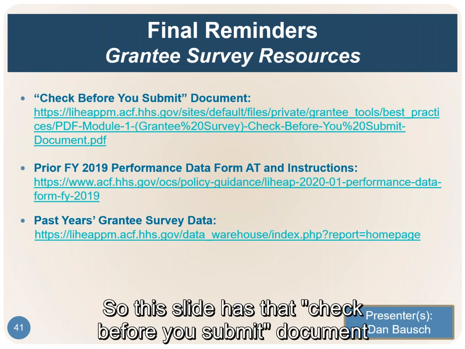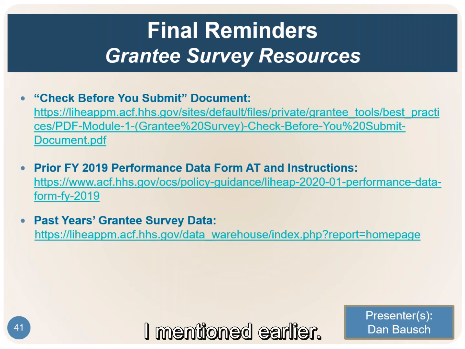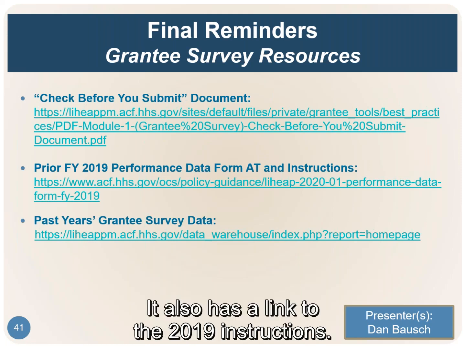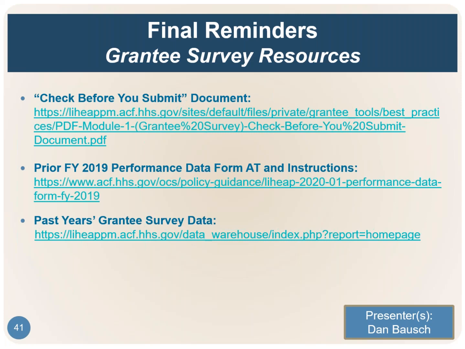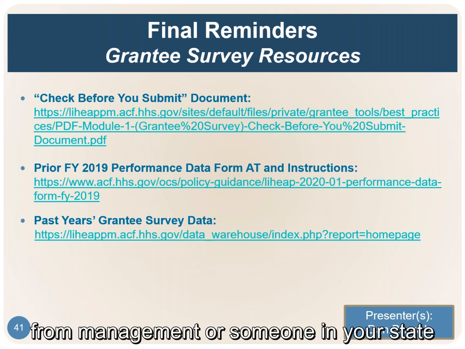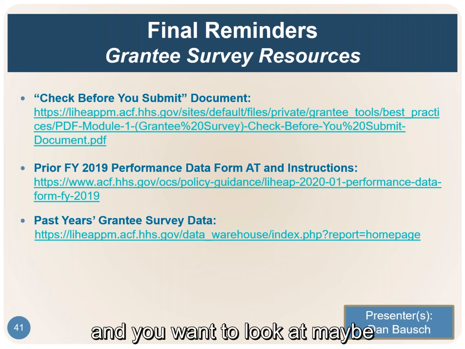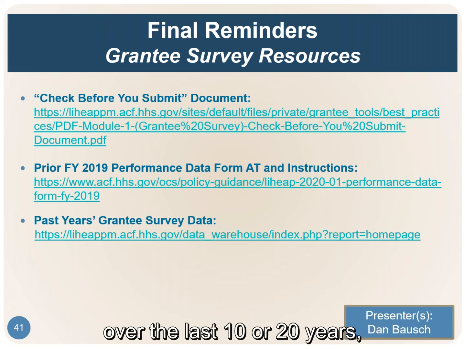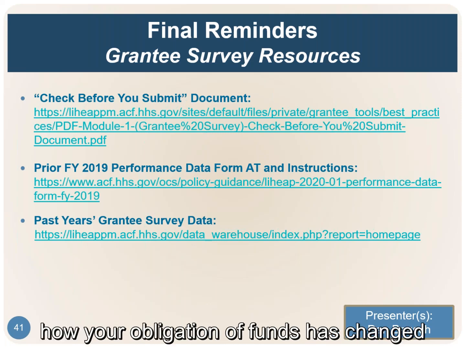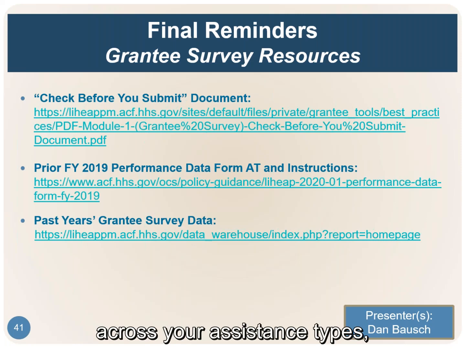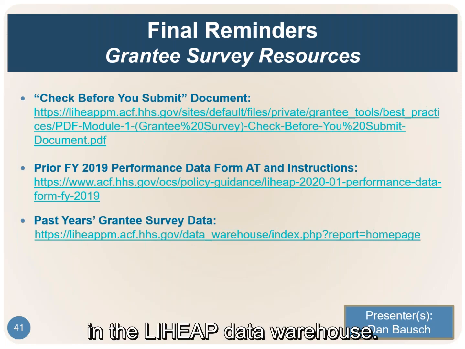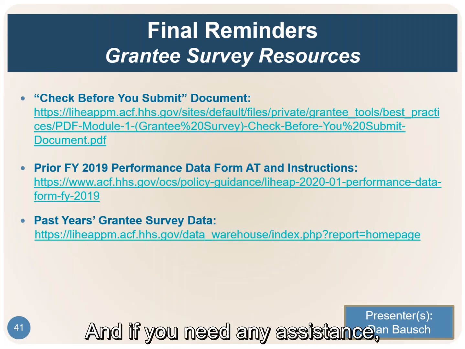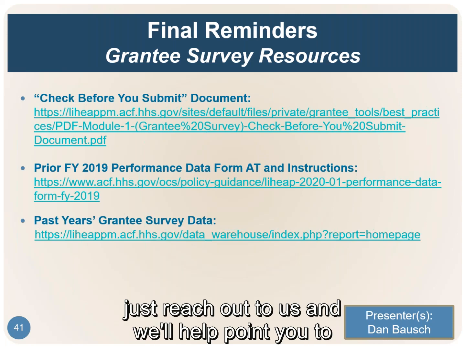So this slide has that check before you submit document I mentioned earlier. It also has a link to the 2019 instructions. If you want to look at your grantee survey from the past, maybe you get asked a question from management or someone in your state, and you want to look at maybe how your average benefit levels have changed over the last 10 or 20 years, how your obligation of funds has changed across your assistance types. You can get that very quickly in the LIHEAP data warehouse. And if you need any assistance, just reach out to us and we'll help point you to how to use that tool.